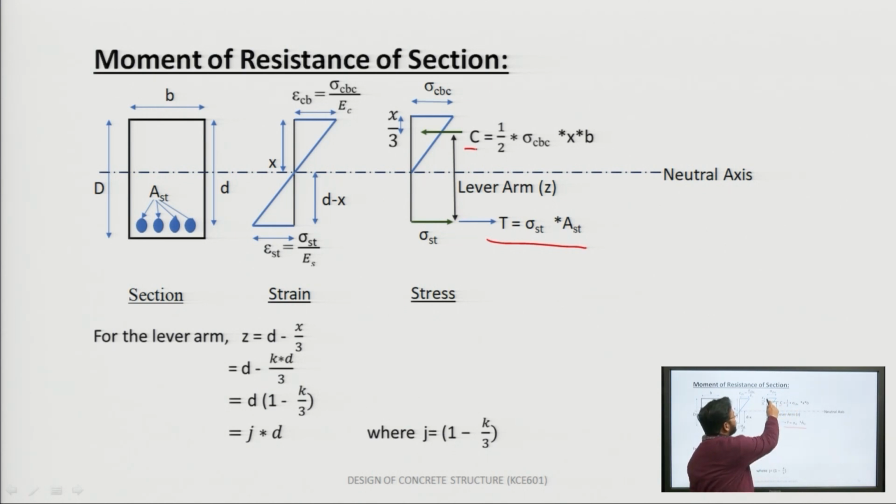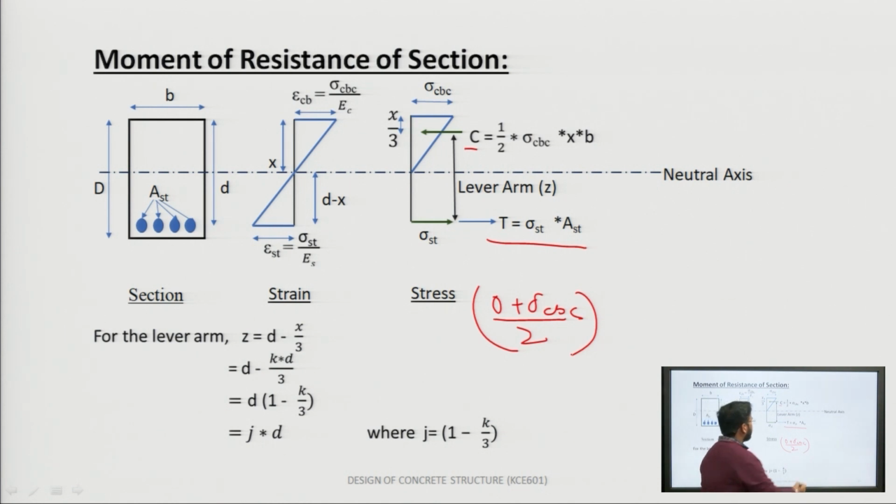It is calculated by taking the area of the triangle, or taking an average, like 0 plus sigma CBC divided by 2, into x, and then the unit area, into b into 1. From this you can find the value of the compressive force. The distance between the lines of action of these forces is called the lever arm.